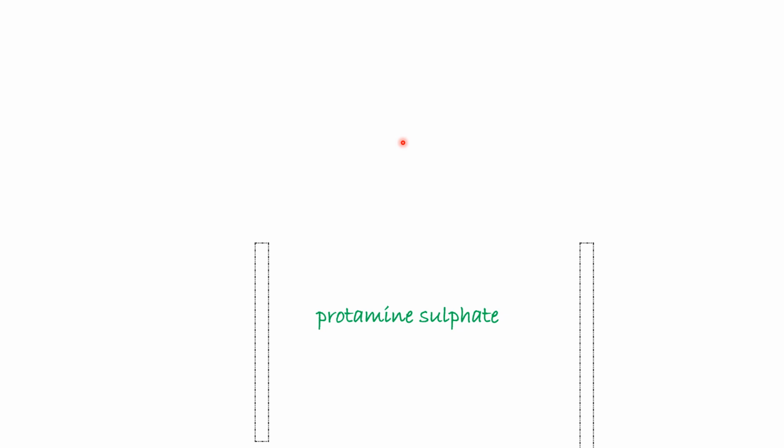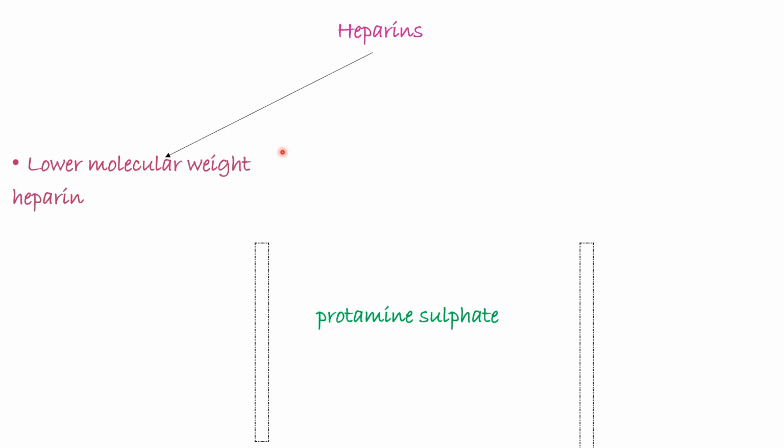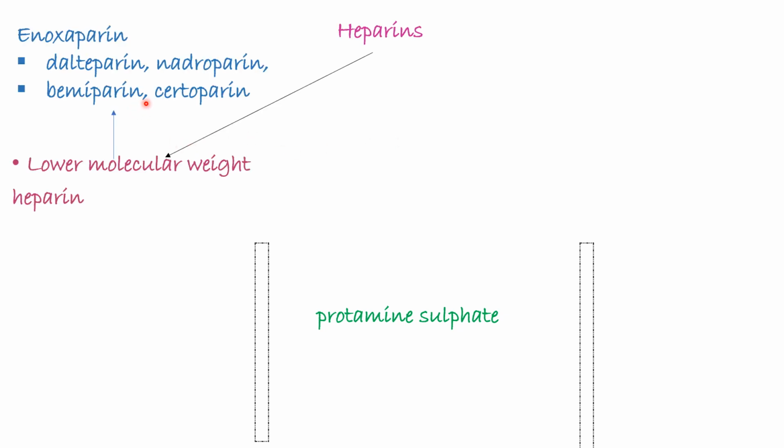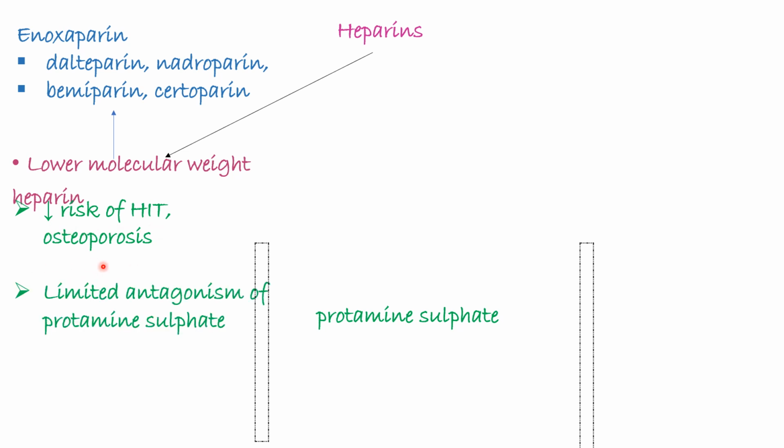So let's quickly look at the heparins. Under the heparins, we have low molecular weight heparins, and the examples include the parins. Anything that has parin is a low molecular weight heparin, that is enoxaparin, dalteparin, nadroparin, bemiparin, certoparin. And then the next thing is that the risk factors of heparins are less in low molecular weight heparin in comparison to unfractionated heparin. So it has a lesser risk of heparin-induced thrombocytopenia and osteoporosis.